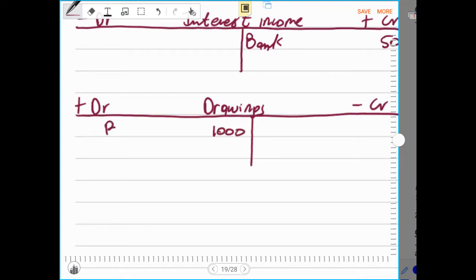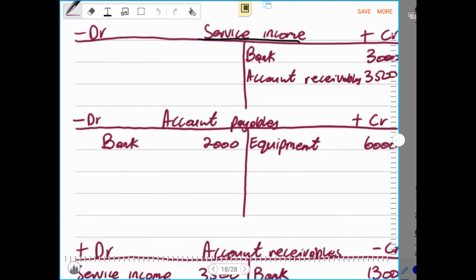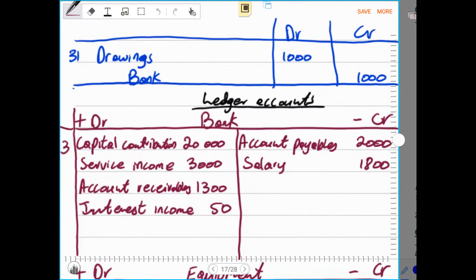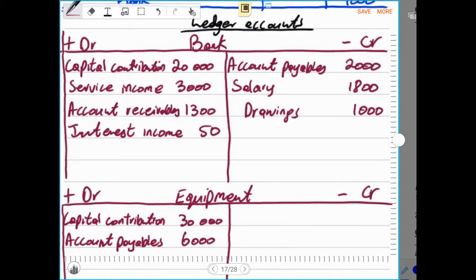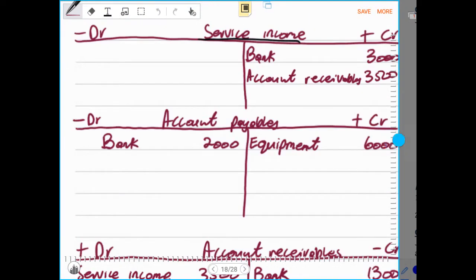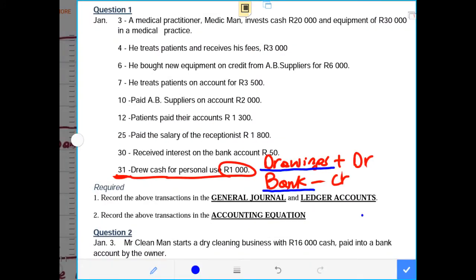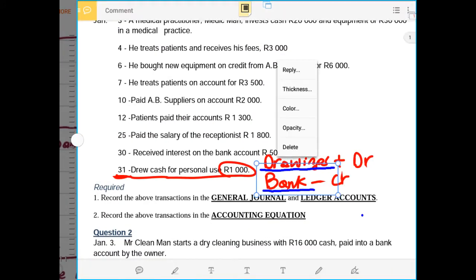And the reason why in this case drawings are increasing is because the owner took money out of the business. Therefore, now we have to go to the bank account and recognize the same entry and say our bank is decreasing by the value of 1,000 rand. And the reason why our bank is doing that is because there was money that was drawn by the owner, that is drawings. So now we have captured all that was needed to be captured with regard to all these general entries up to the 31st of January.